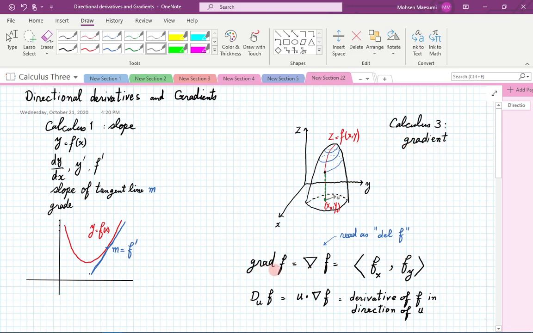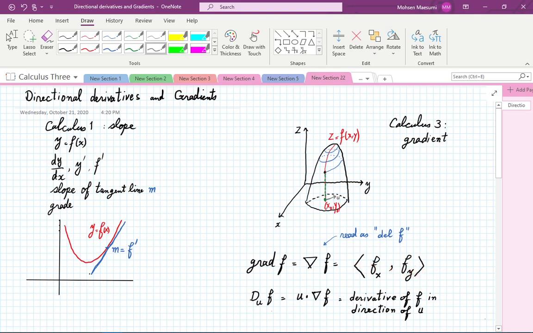So the gradient of a function: we have a function z equals f of x and y, for example. The gradient of that is written as grad f or del f, with this upside down triangle. And the gradient is just a vector, which is a list of your partial derivatives. So for a function of two variables, we have partial derivatives with respect to x and y, and this constitutes a vector for us. That's the gradient of the function.